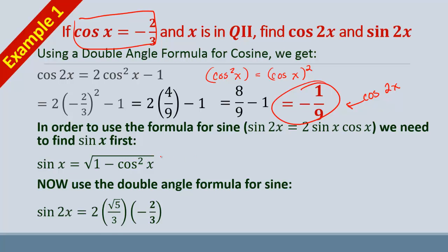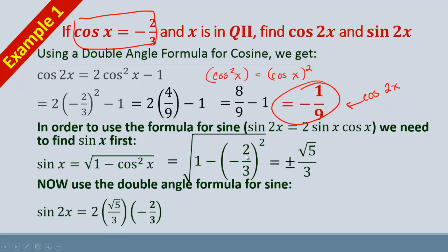So you have this right here. This is a Pythagorean identity, because remember sine squared x equals 1 minus cosine squared x. So sine x would equal the square root of that. So what we're going to do is take the square root of 1 minus, since we know what cosine is again, negative 2 over 3, and we're going to square that. So 1 minus that gives me plus or minus the square root of 5 over 3.